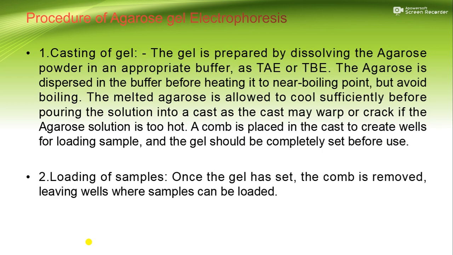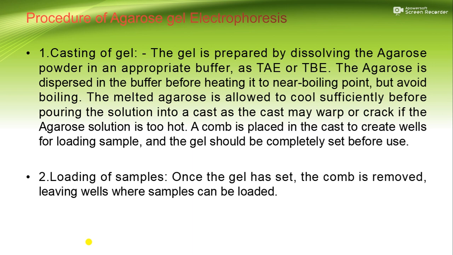Procedure of agarose gel electrophoresis. 1. Casting of gel. The gel is prepared by dissolving the agarose powder in an appropriate buffer, TAE or TBE. The agarose is dispersed in the buffer before heating it to near boiling point, but avoid boiling. The melted agarose is allowed to cool sufficiently before pouring the solution into a cast, as the cast may warp or crack if the agarose solution is too hot.